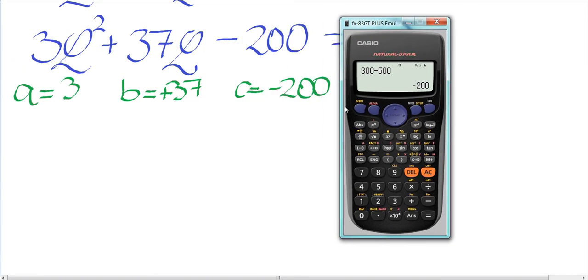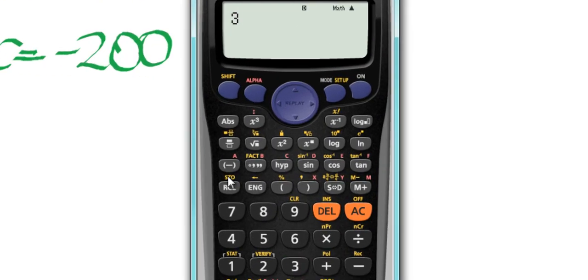So I want to store 3 into A, so I'm going to say 3, and that STO button stands for store. To activate that, it's in yellow, so I need to press shift before it. So shift, store, and now literally just press the button that the A is on, and it says 3 is stored into A. Now store 37 into B, 37, store that into B, and now store minus 200 into C, minus 200, shift, store it into C.